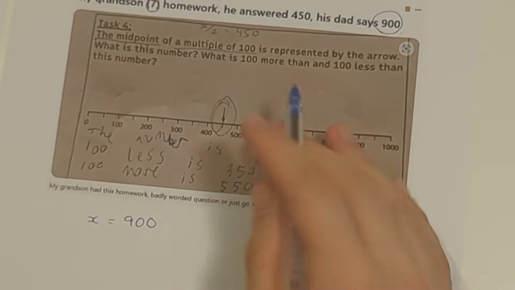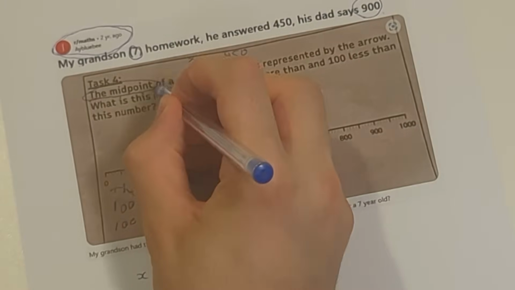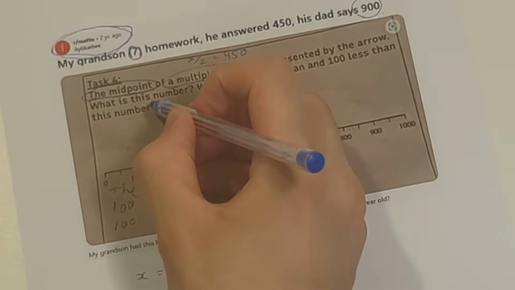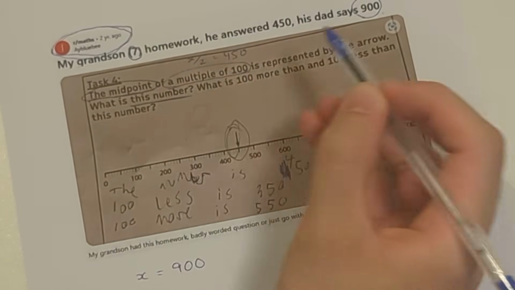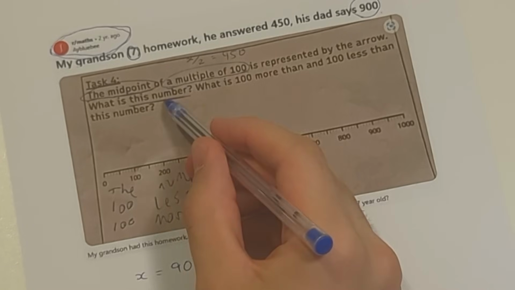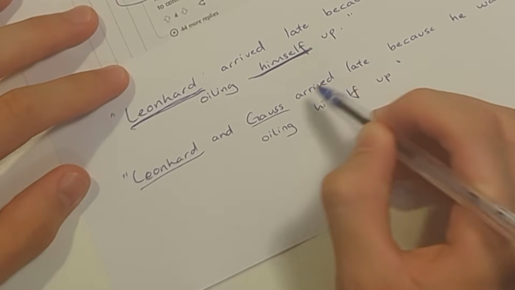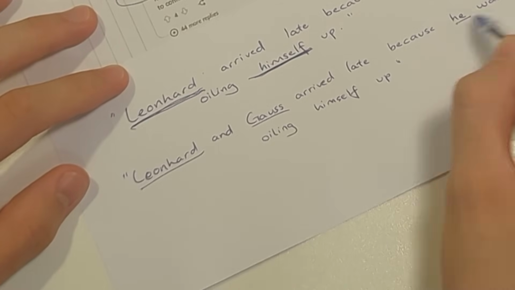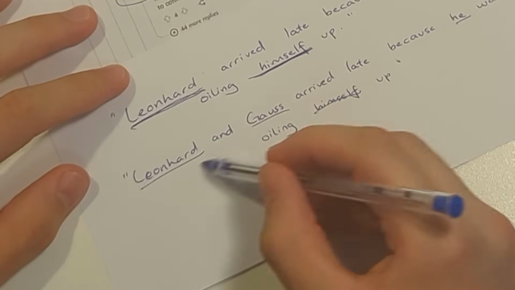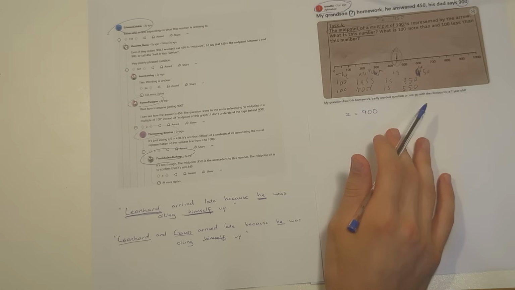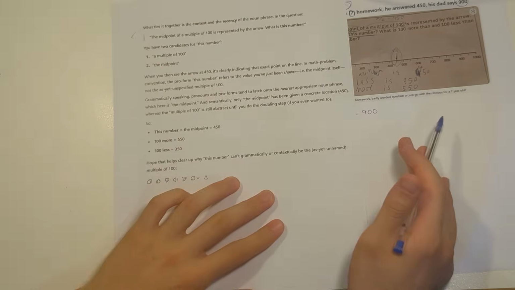So if you look back at the question, you see that a midpoint is mentioned first and then a multiple of 100. But there's only one proform, which is this number. So which is the correct antecedent for this proform? Well, it's a bit like if I said "Leonard and Gauss arrived late because he was oiling himself up." We've got 2 antecedents and we don't know which one it is, so who was oiling himself up? To answer this, I turned to a good friend of mine, ChatGPT.